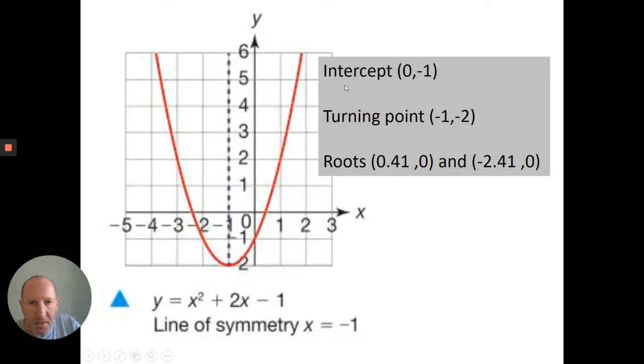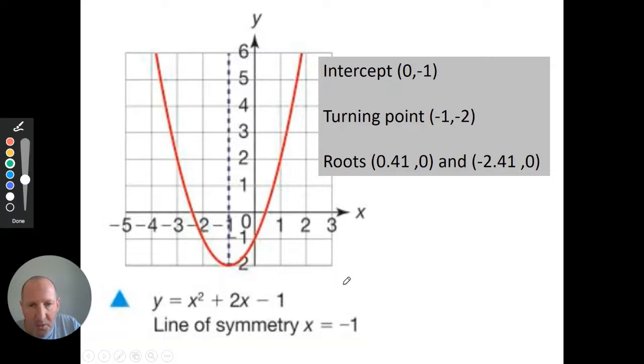And some things about them, they have an intercept, just like the linear ones did. So where did it go through the y-axis? It goes through there, again at 0, minus 1. So that's why we've got a minus 1 in this equation, just the same as a linear graph.